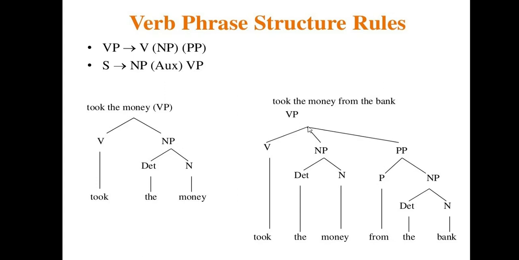So I have to draw another line here from the verb phrase, another line here, PP, which means prepositional phrase. And this prepositional phrase is composed of a preposition, which is the head of the prepositional phrase. From is the preposition. Then I have to draw another line for NP, which is the bank. The bank is a noun phrase, composed of a determiner, the, and a noun, bank. So now you can see how we have drawn the trees for these verb phrases.